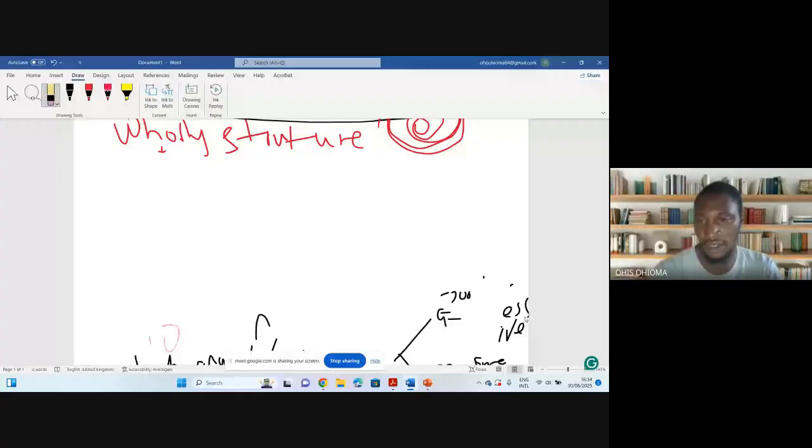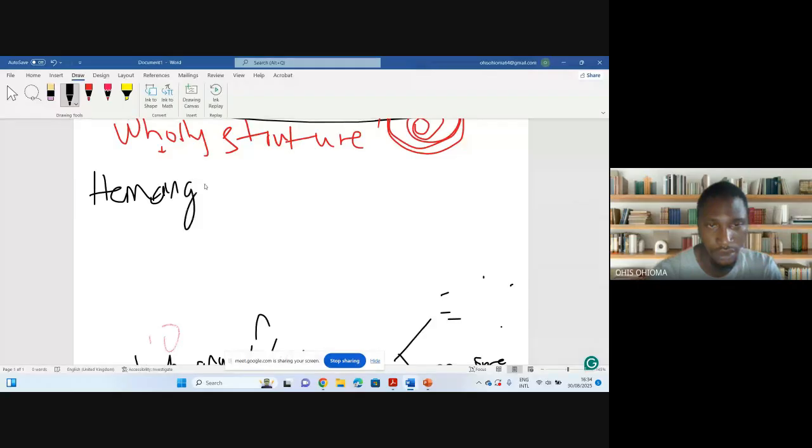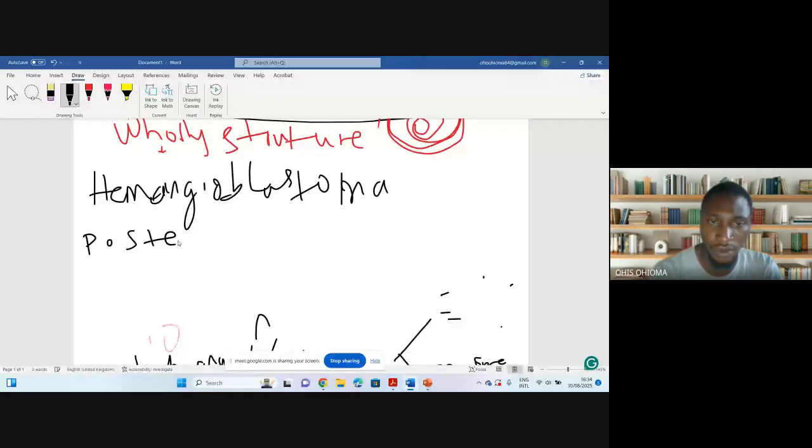The hemangioblastoma, right? It's one tumor that has a very strong predilection for the posterior fossa. So the posterior fossa is where it's commonly located. So the organ or the structure that you find it most in is the cerebellum.